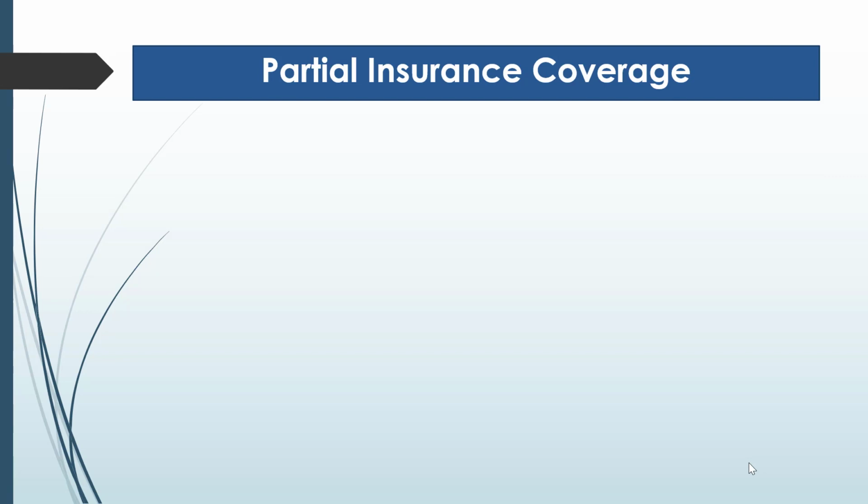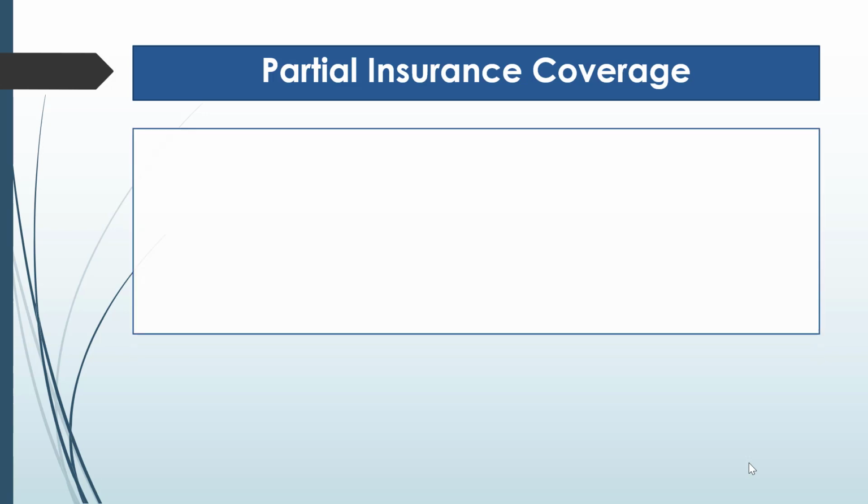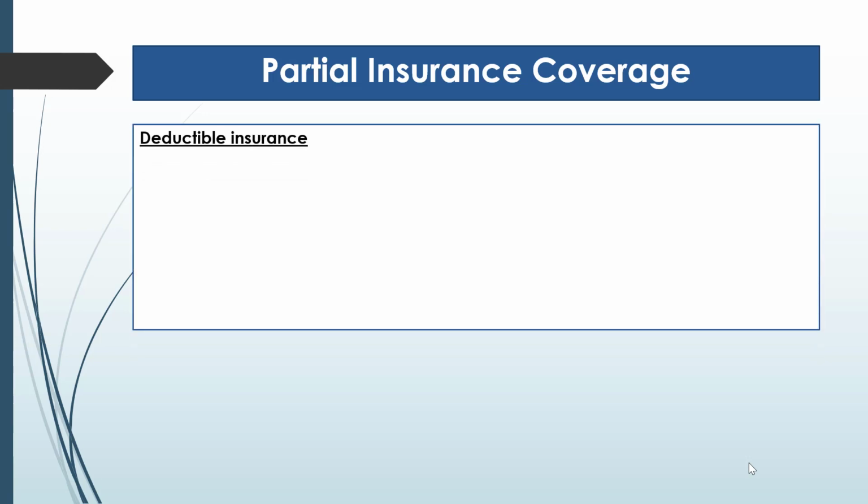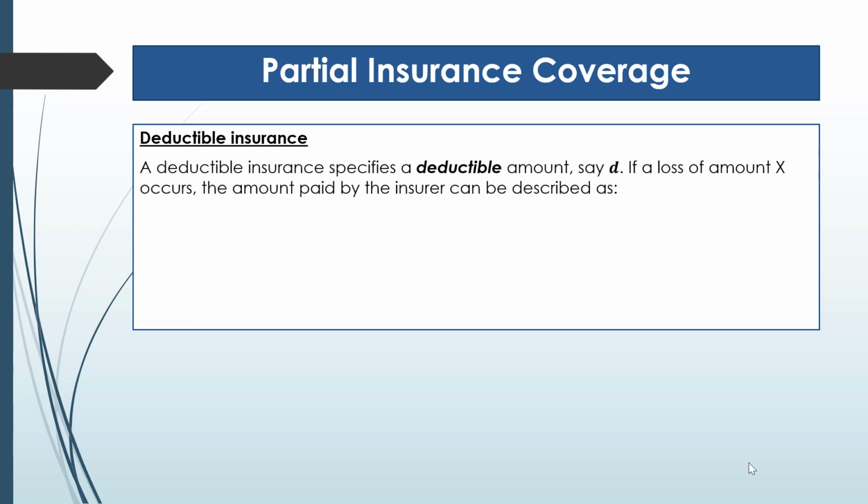Sometimes the insurance is not paid in full but partially. So to understand partial insurance coverage, we are going to consider three types of partial insurance coverage. The first type is deductible insurance. A deductible insurance specifies a deductible amount, say D.